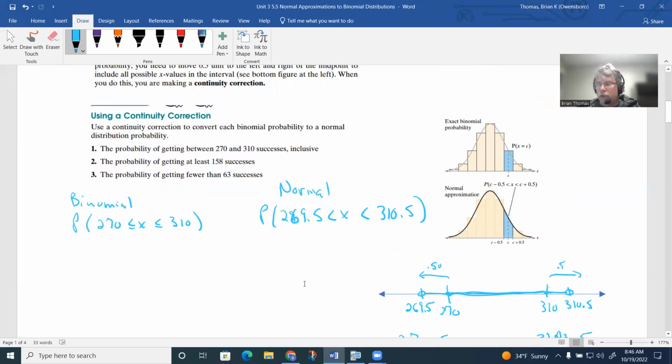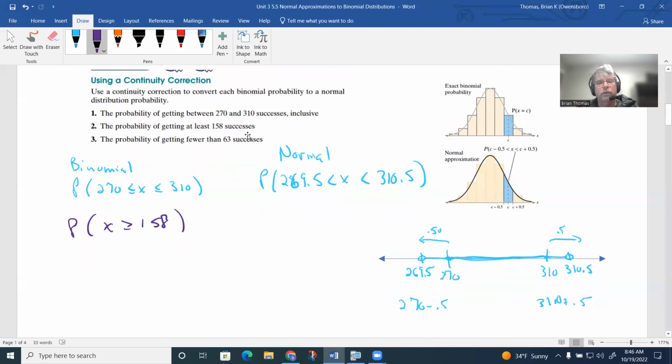So next example, if we want to look at it, the probability of getting at least 158 successes. So the probability of getting at least 158 successes, that means you have to include the 158, but at least means you have to be to the right of it. So what your probability would be then is x is greater than or equal to this 158. So at least would imply that statement.